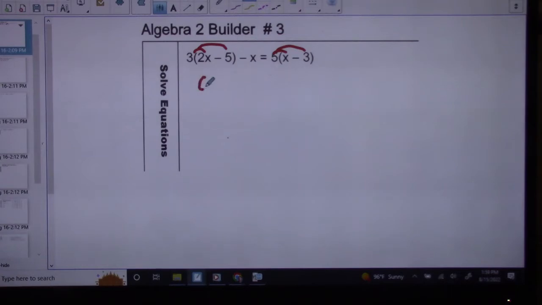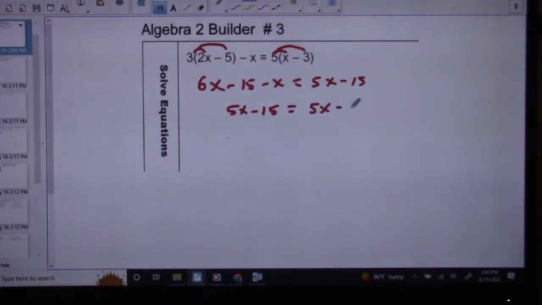Here, look, I did some. So here you get 6x minus 15. Is that right so far? Yeah. Minus x equals 5x minus 15. When you combine the like terms here, you get 5x minus 15 equals 5x minus 15. And then if you work all this out, you get 0 equals 0. So what is the answer to this question? X equals 0. No. X equals 1.